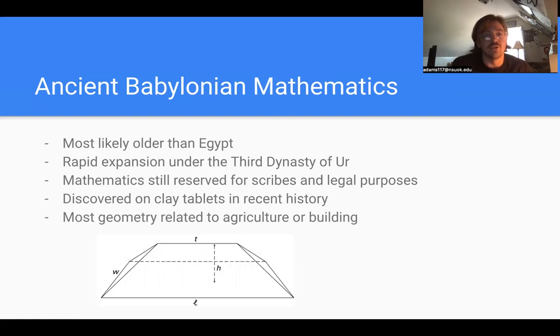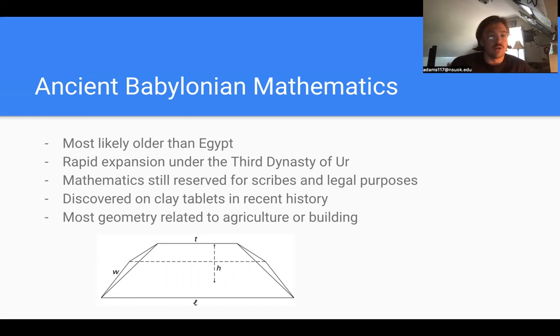And then we move into the Babylonian mathematics. The Mesopotamian region is actually probably older than civilization in the Egyptian region, but we do not start to see our mathematical developments until a bit later in this region. Before we start to see any mathematical growth, we do see rapid expansion under the third dynasty of Ur in this region, starting to develop a society and to get civilization kind of rolling and developing both mathematically and just as a society. So we still see here mostly mathematics still just being reserved to scribes for legal purposes.